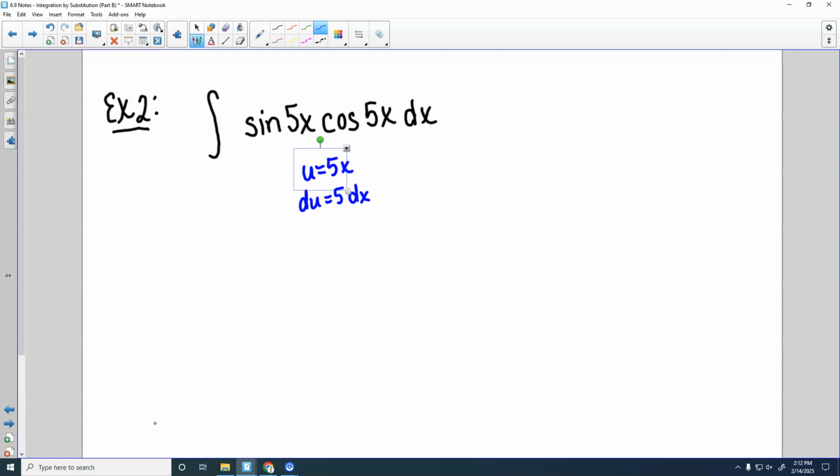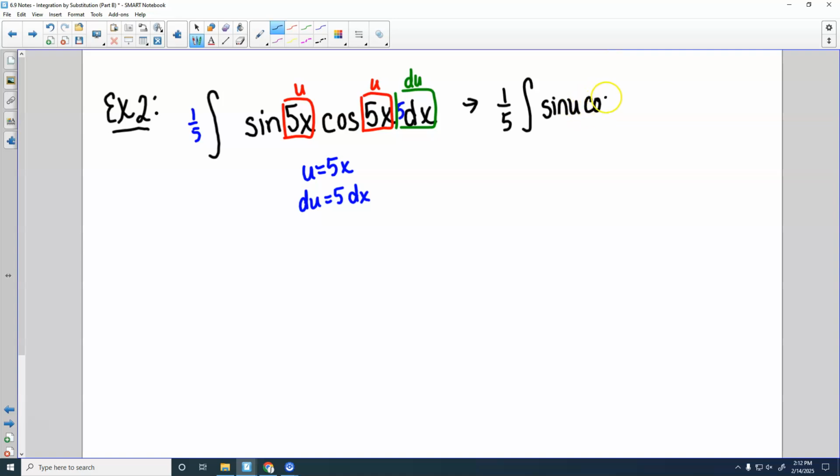And so I could put a 5 right here. I could put a 1/5 out here. That'd be fine, right? So I would have to replace this with u, and this with u, and this with du. So this would turn into 1/5 integral of sine u cosine u du.